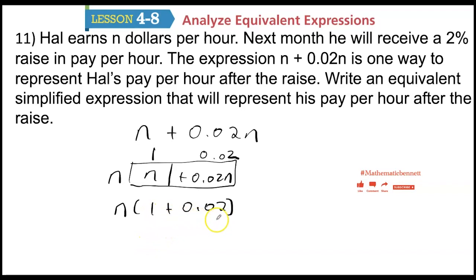We could also combine these 2 terms. We see that we get 1.02n. They asked us for equivalent expressions. Here we gave them 1, and here we gave them another 1. So that's 2 equivalent expressions.